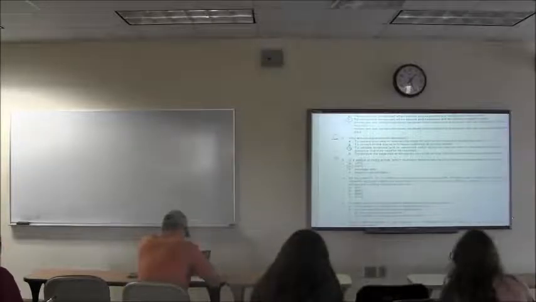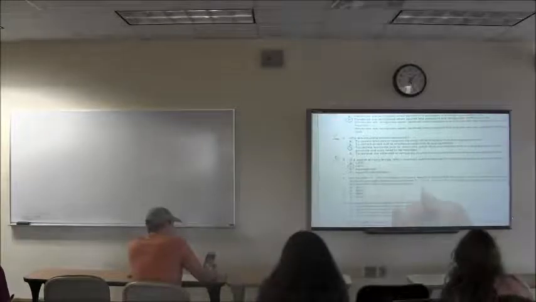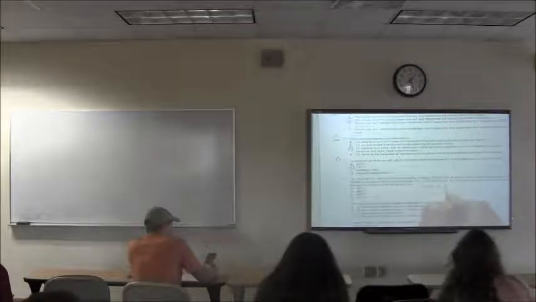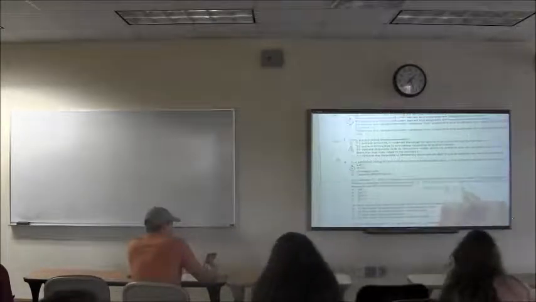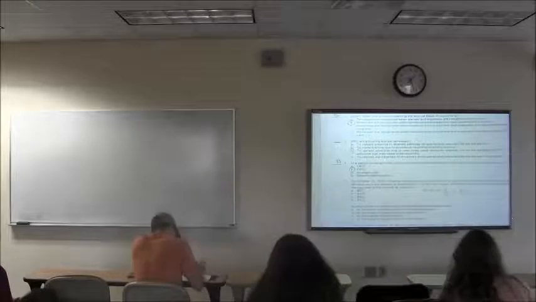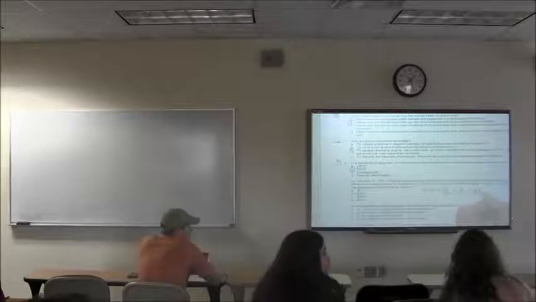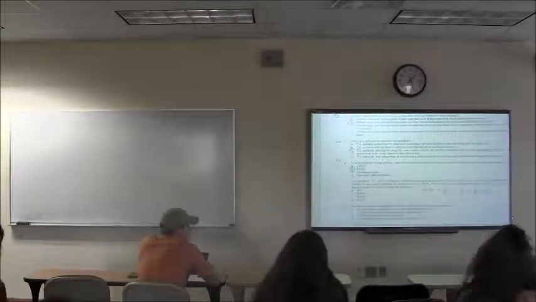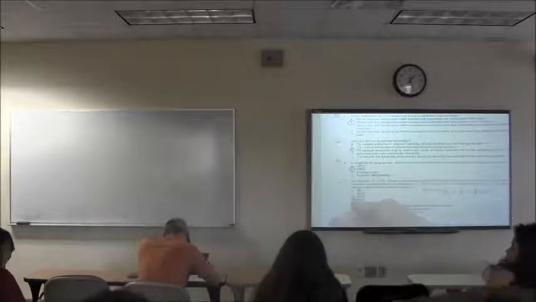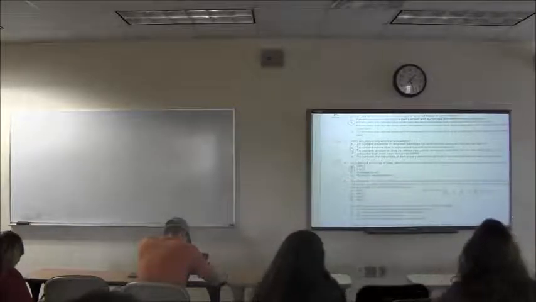Okay? How do we calculate that? 50,000 times 8% times 6 over 12. And that gives us $2,000. Okay. Thank you very much, Bob. Everybody understand that? Any questions on that? Okay.